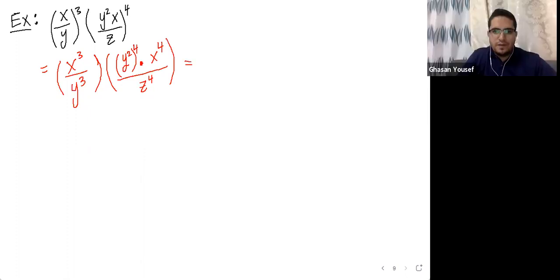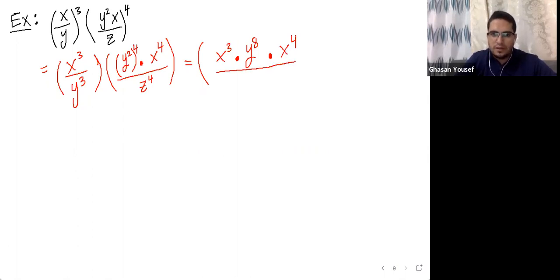Now we simplify it more. So when you see a fraction multiplying by a fraction, like I said before, we multiply the numerators together and the denominators together. So I get x to the power 3 times y to the power 8 times x to the 4, over y to the 3 times z to the 4.